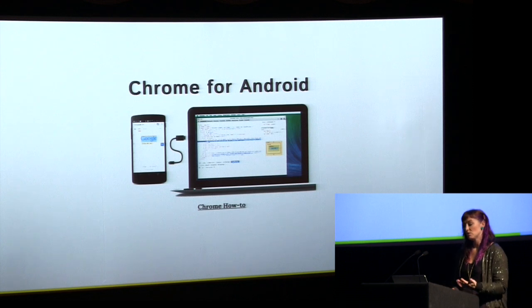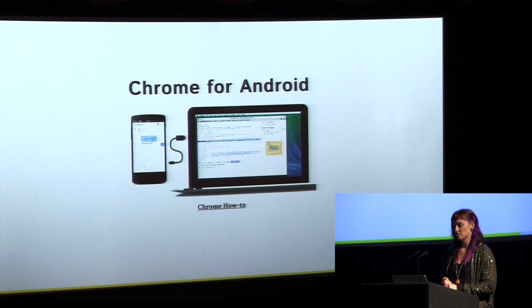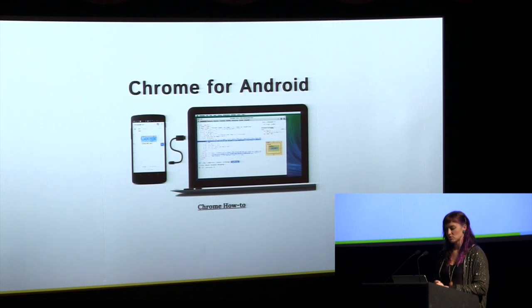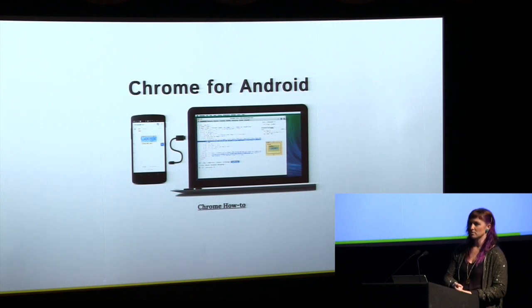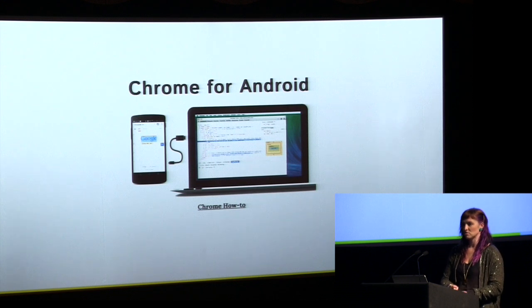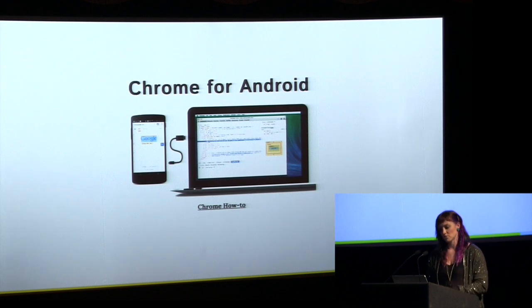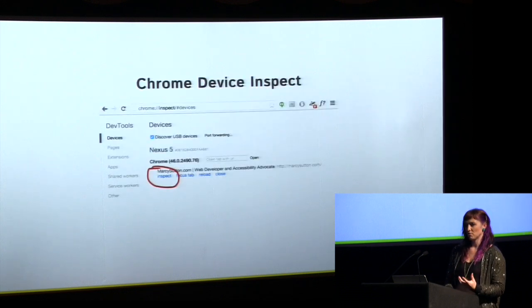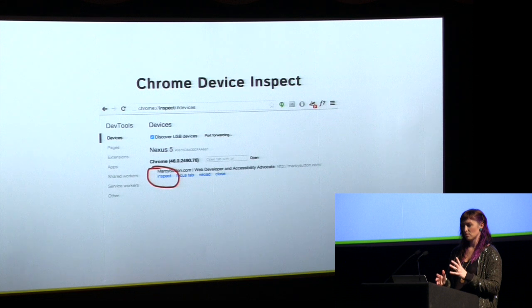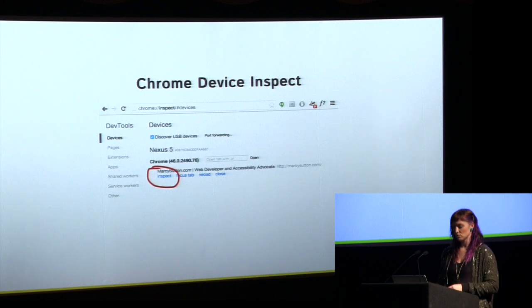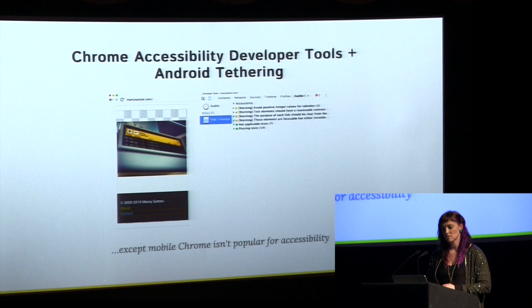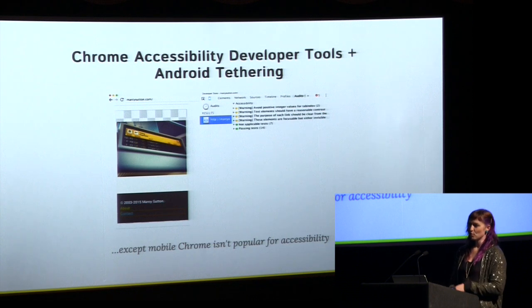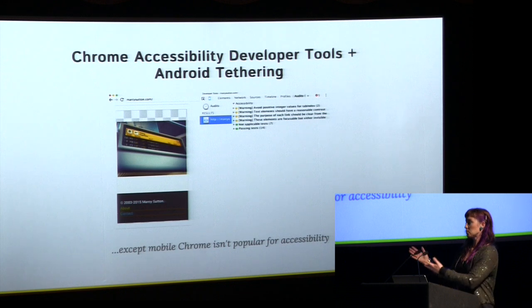So what we do have, that's Safari and Firefox. Chrome for Android has OK support. You can tether an Android device with Chrome. There is Chrome on iOS, but it's actually a WebKit rendering engine still. So if you're on an Android device using Chrome and you tether it, you can actually inspect the mobile device. And I'm showing you this as an example of what your workflow would look like if we had these tools. If I inspect it using Chrome Inspect, it turns out you can run the Chrome Accessibility Developer Tools against a tethered Android device. This is what we want.